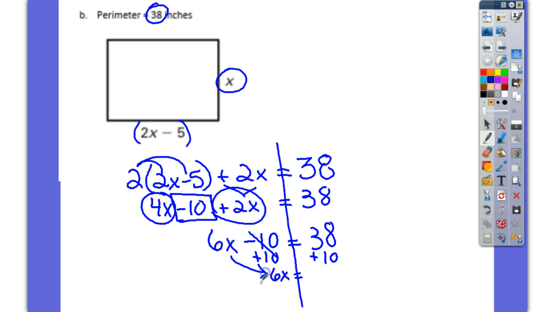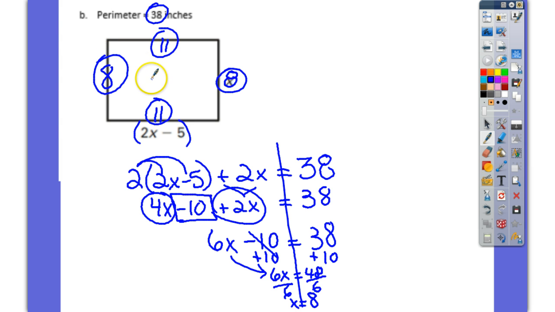6x equals, let's bring that down. 38 plus 10 is 48. Divide both sides by 6. X equals 8. All right, let's see if it's correct. X is 8, so that means this side's 8. That also means this side is 8. What is 2 times 8? 16 minus 5 is 11. I hope those 4 numbers add up to 38. 11 and 11 is 22. 8 and 8 is 16. 22 and 16. Voila, 38.